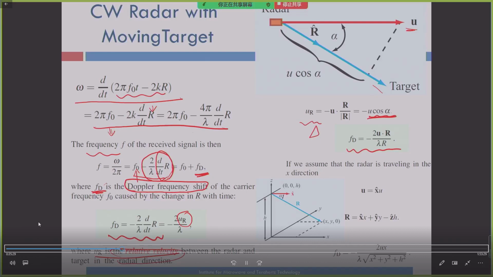Here UR should always be a positive value, alright? The speed or velocity should always be a positive value. Our frequency should first be a positive value. Our frequency, the Doppler frequency, should also be a positive value. But why is there a minus sign in this equation?